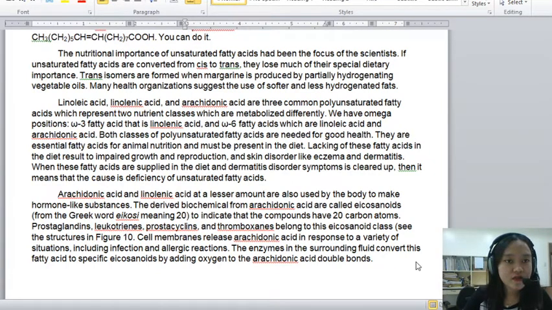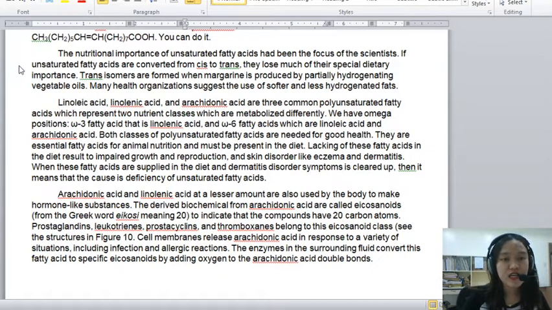So, trans isomers are formed when margarine is produced by partially hydrogenating vegetable oils. So, many health organizations suggest the use of softer and less hydrogenated fats. So, mas healthy yung less hydrogenated fats compared doon sa na-transform na types ng ating trans isomers, okay? Or cis to trans isomers.